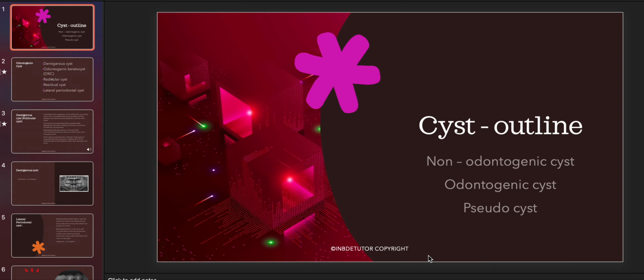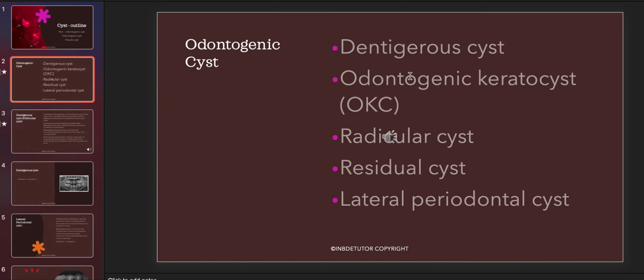Now let's move ahead and start with the first topic today, which is cyst. We have already discussed non-odontogenic cyst in my first video, and today we will be covering the odontogenic cyst. As I already mentioned in my last video, odontogenic means tooth related. Now let's discuss some of the cysts that we will be covering under the odontogenic cyst. The few of the cysts I will be discussing today are the dentigerous cyst, odontogenic keratocyst or the OKC cyst, radicular cyst or the residual cyst, and the lateral periodontal cyst.